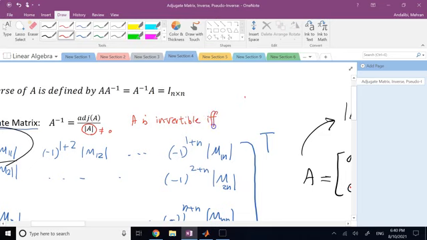So we say A is invertible, means you can find the inverse of it, if and only if what? The determinant of it is not equal to 0. If the determinant is not 0, we call it non-singular. If it's 0, we call it singular or non-invertible. You cannot find the inverse of it. So keep that in mind.